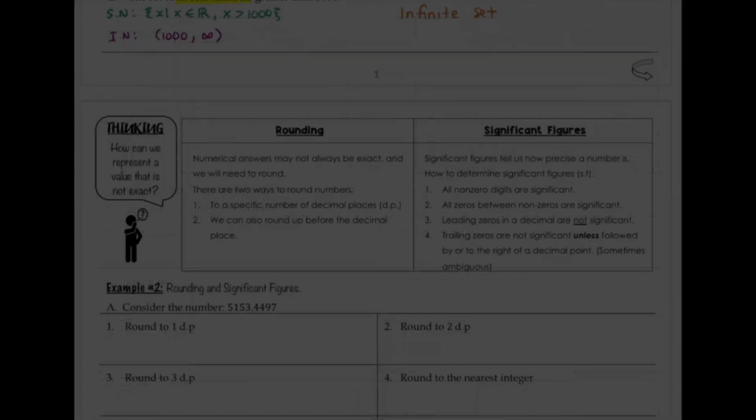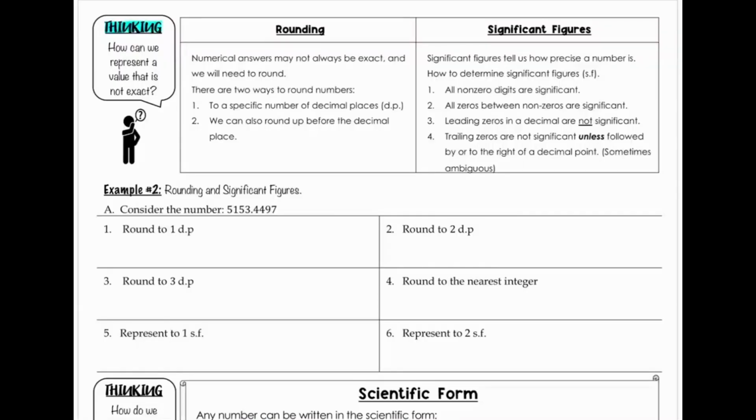All right, let's keep going. Let's take a look at our thinking. How can we represent a value that is not exact? So there are two ways. Rounding. Numerical answers may not always be exact, and we will need to round. There are two ways to round numbers: to a specific number of decimal places, DP for short. We can also round before the decimal place, so to the nearest integer. Now, super important, we round up when the value to the right of what we want to round is 5 or higher.